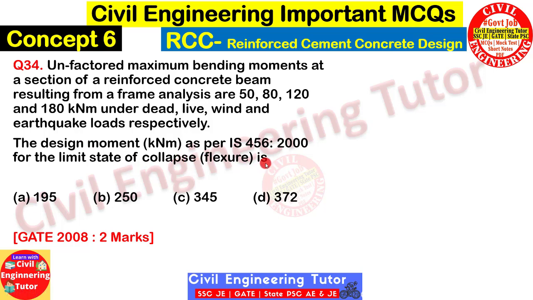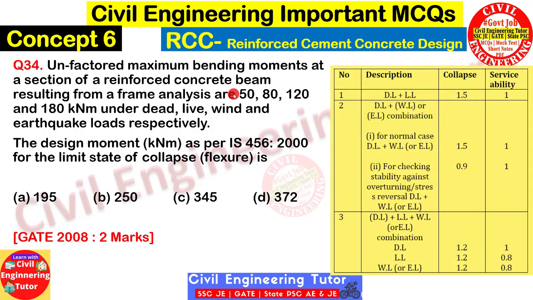Here we have to remember that there are two types of limit state. One is limit state of collapse and the other is limit state of serviceability. Now the concept is that this is the unfactored maximum bending moment. So at first we need to factor it. That means we need to transform this working bending moment into ultimate bending moment. So let's see how to transform this unfactored maximum bending moment into design bending moment.